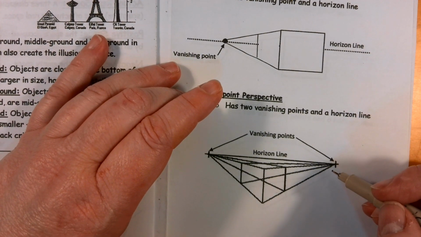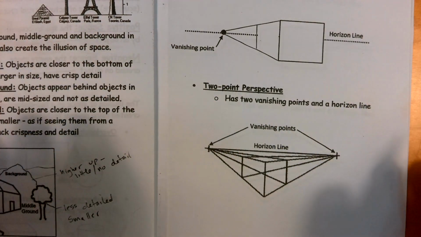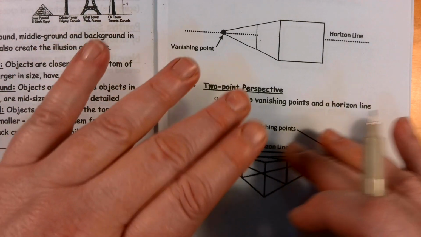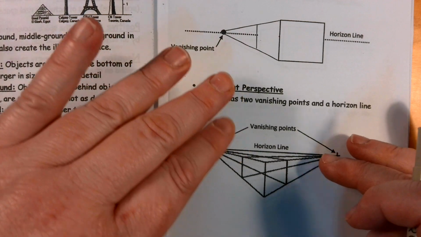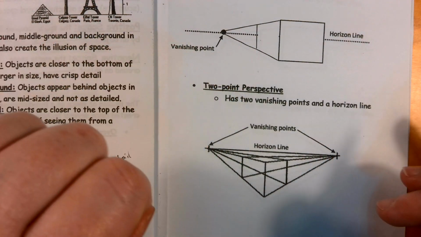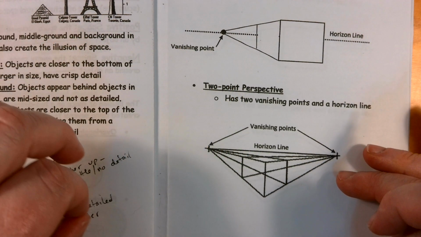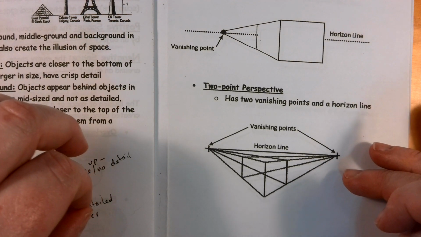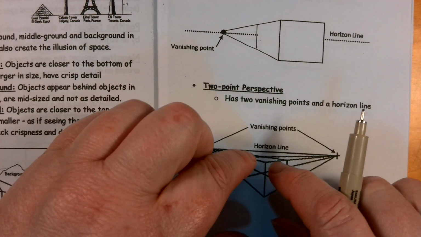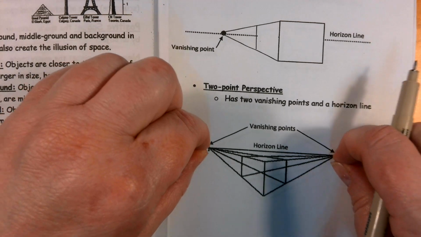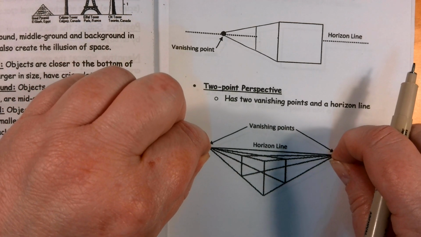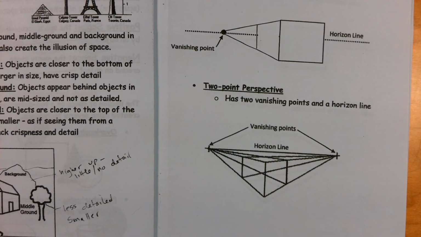When we're drawing our warm-ups, we're loosely following this, but our vanishing points are much, much further apart, so we're not seeing them pull as quickly to these points. So essentially that is about it.